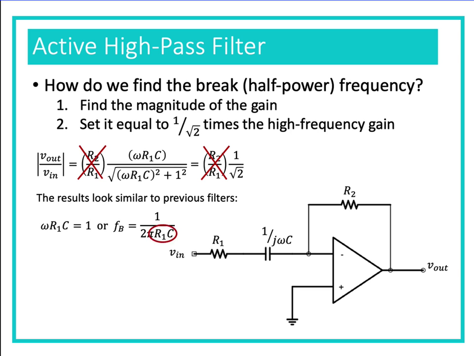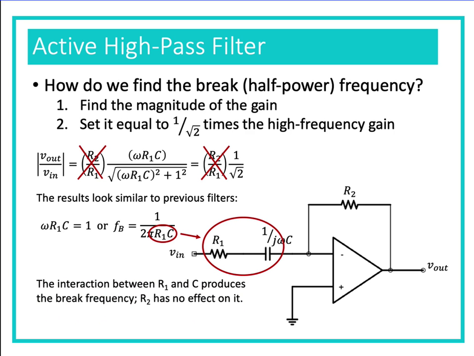And that's because those two values are physically connected in the circuit. Because they're physically connected, they are the ones that actually determine what the break frequency is. The interaction between R1 and C produces the break frequency. This time R2 has no effect on it whatsoever.